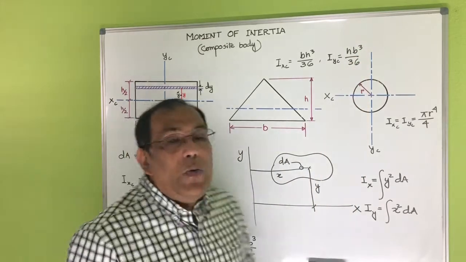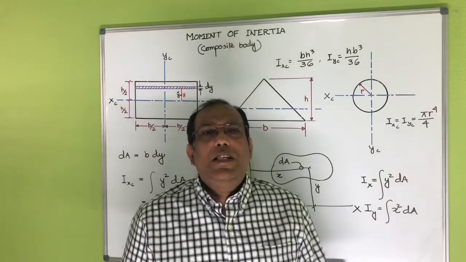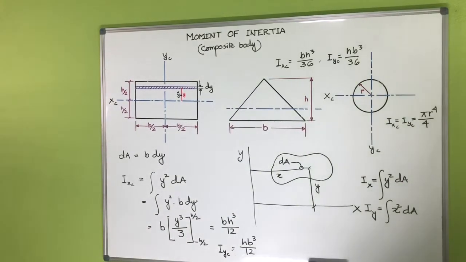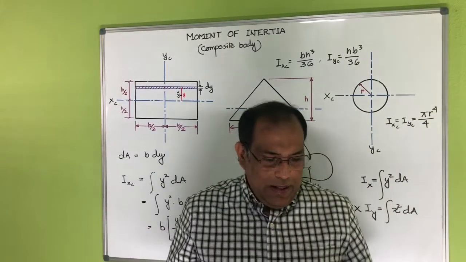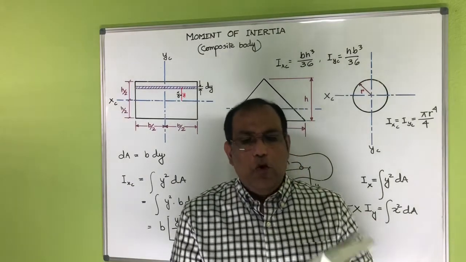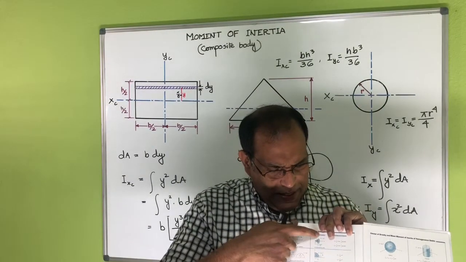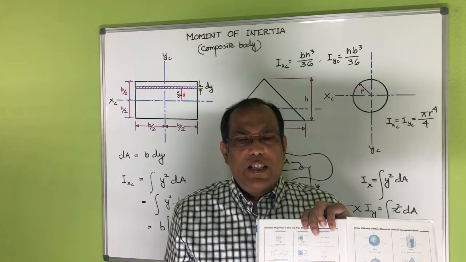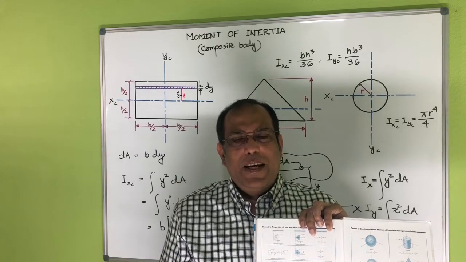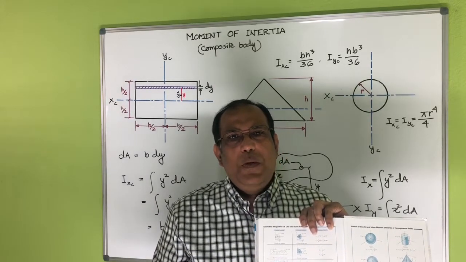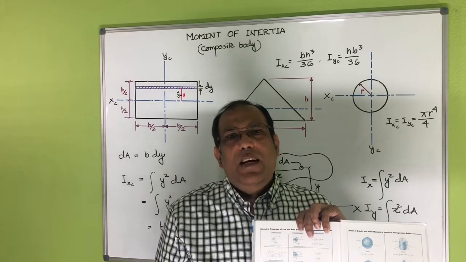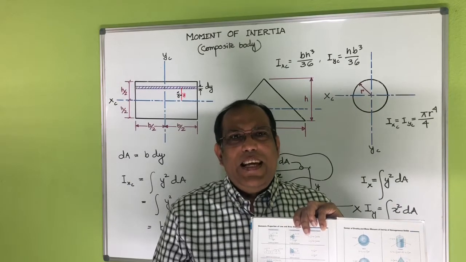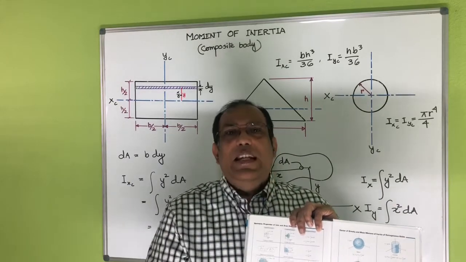Now you have other regular shapes like semicircle or quarter circle. In your book, on the last page, they gave you all those figures and the moment of inertia for many basic shapes. So I'm assuming that you are going to take a look there, and you can find the moment of inertia about the x-axis or y-axis just by looking at this page.